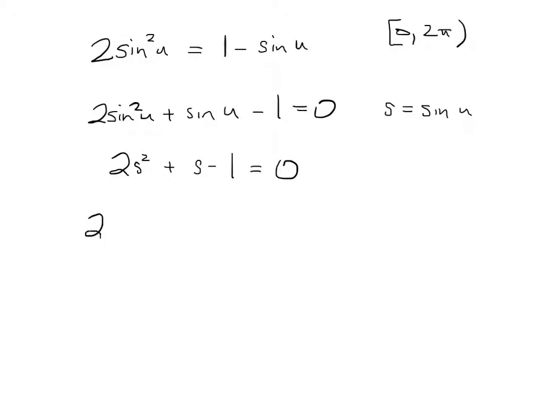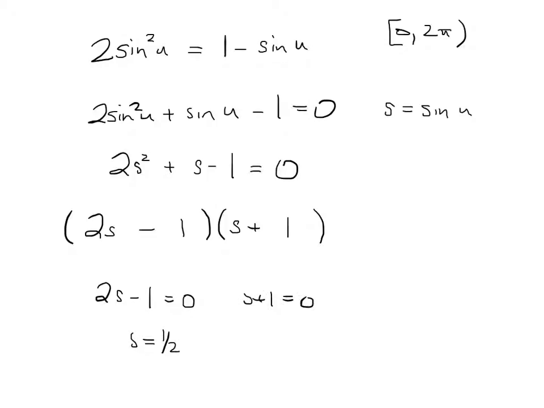Factoring, we know we have a 2s and we have an s. Now the question is, we want the plus 1 over here to beat out the minus 1 because we want a plus right here in the middle, right? Anyway, 2s minus 1 equals 0, so s equals 1/2. s plus 1 equals 0, so s equals minus 1.